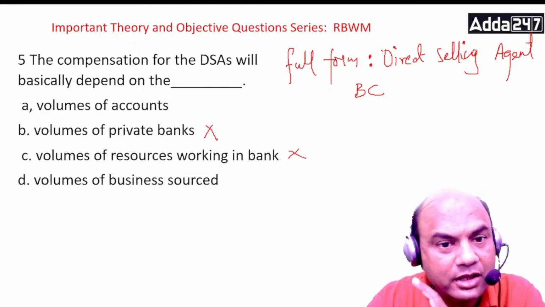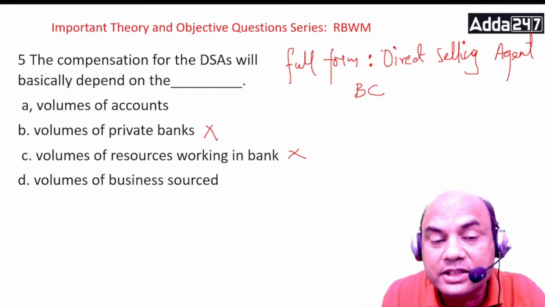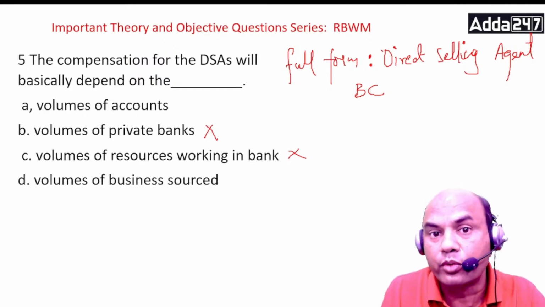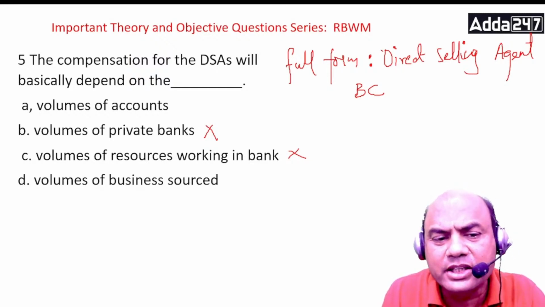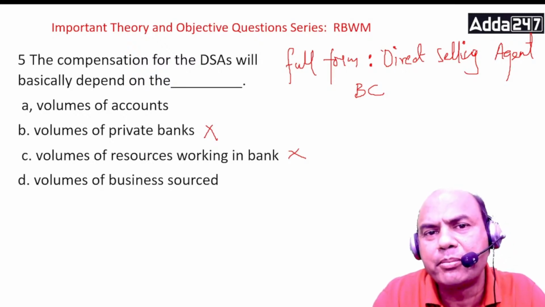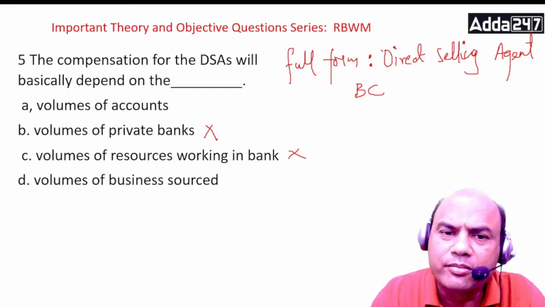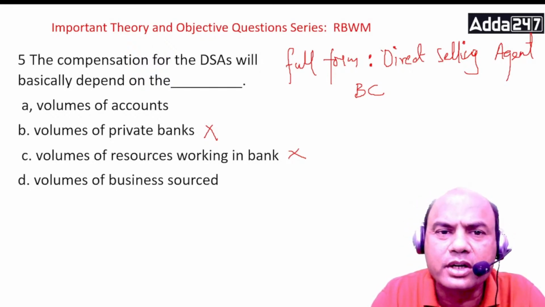Now don't get confused between these. Why? Because is it said that the volume of accounts is by the DSA? No. Volume of accounts. What has the DSA to do with my bank's or branch's accounts increasing? My branch account can increase by 100 daily. What concern does the DSA have with it?